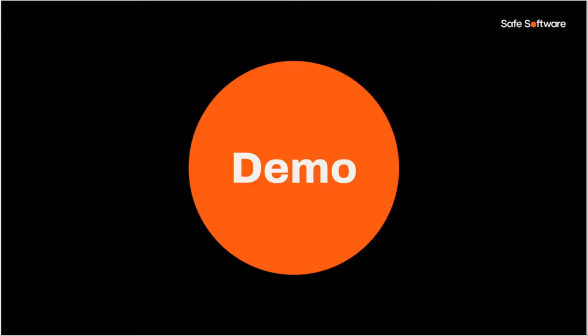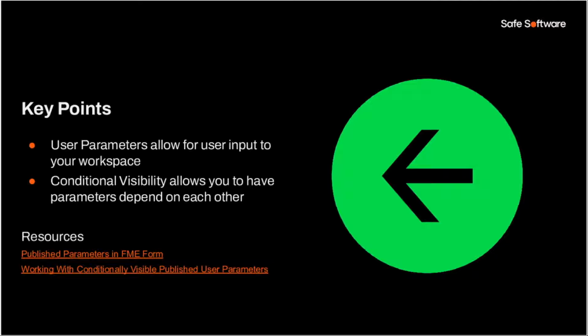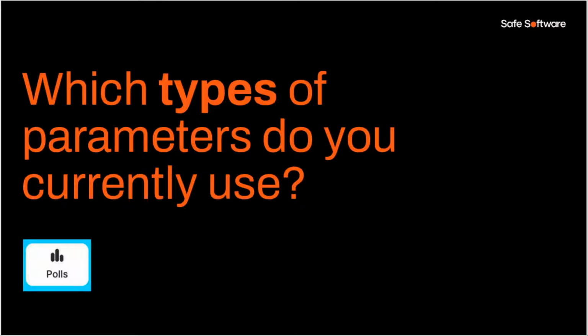So the key points of this demonstration are that user parameters allow for user input in your workspace, and conditional visibility allows you to have parameters depend on one another. And so we have some new articles that I'll share in the chat in a moment that will help you go through this and build it out for yourself and try it out.